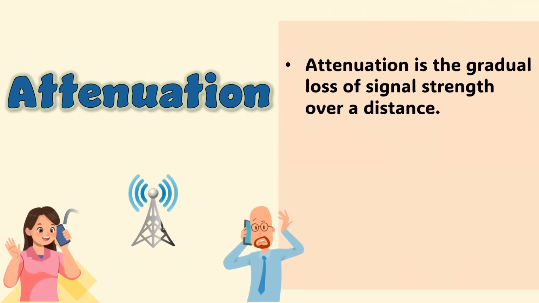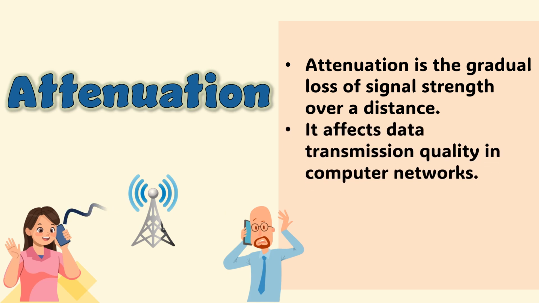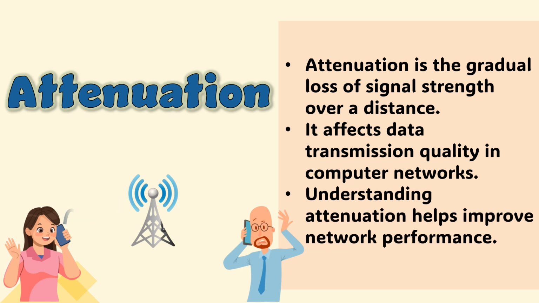Attenuation refers to the gradual loss of signal strength as it travels through a transmission medium. This is a common phenomenon in computer networks that affects the quality and reliability of data transmission. Understanding attenuation is crucial for designing efficient and reliable communication systems.